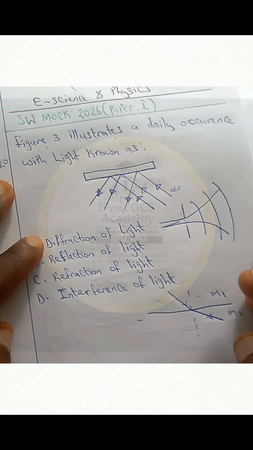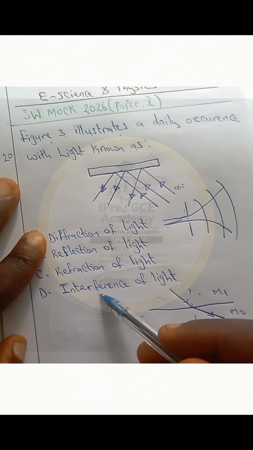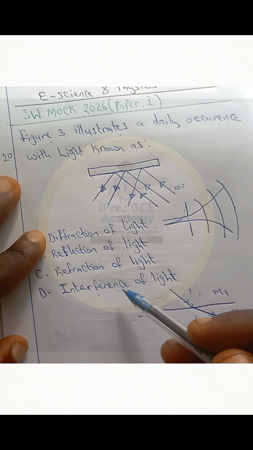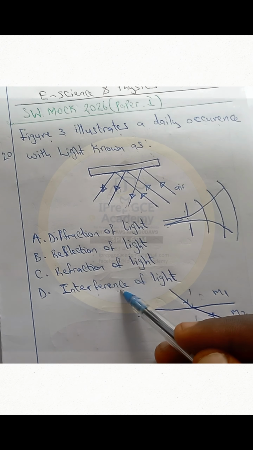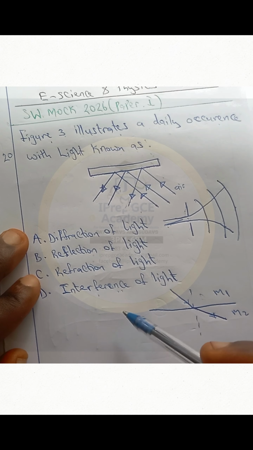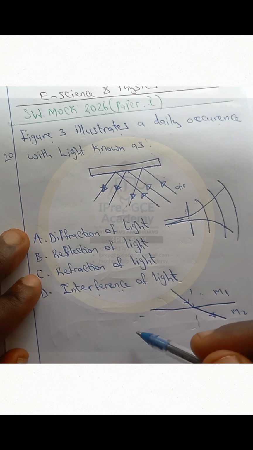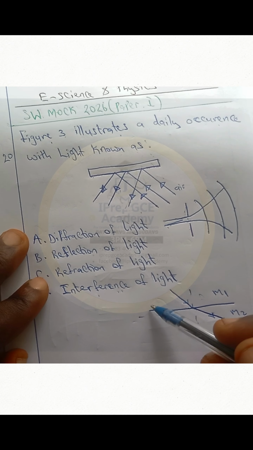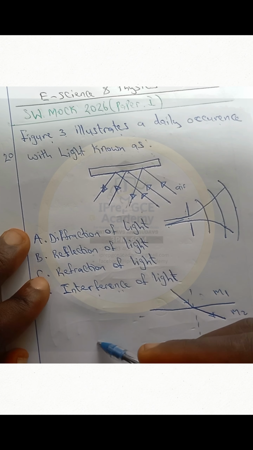And then you have interference. Interference of light. What is interference? In interference, two waves meet. Two waves meet and form a combined wave or a resultant wave. So the two waves can either form a resultant wave which has a larger amplitude.